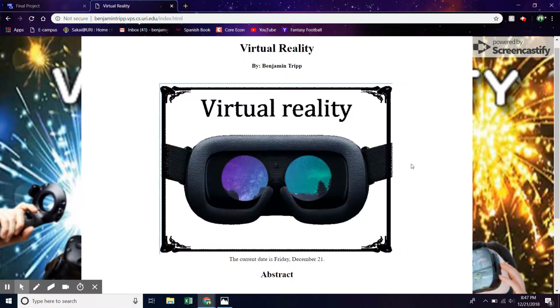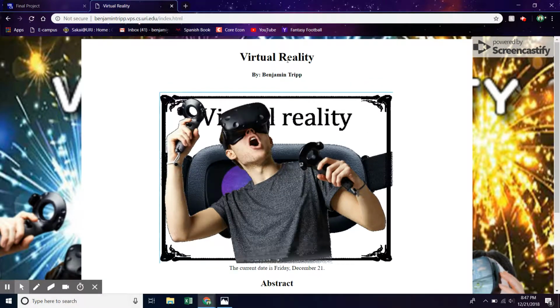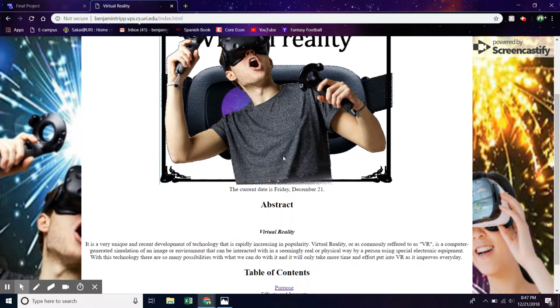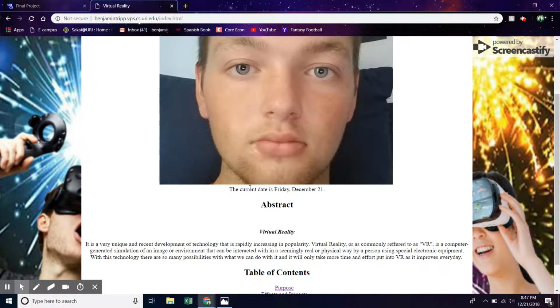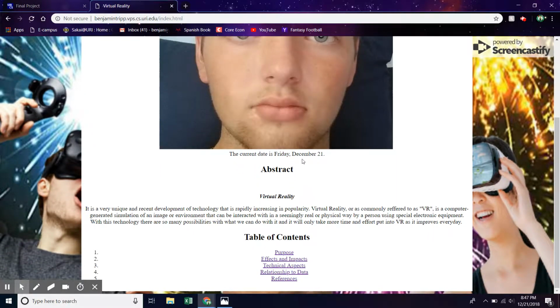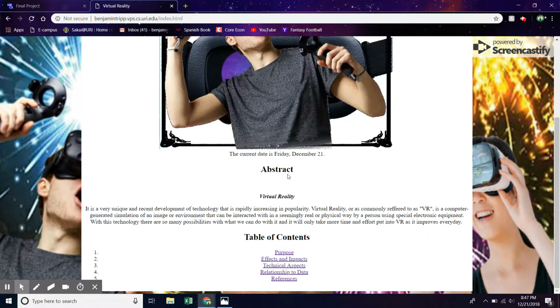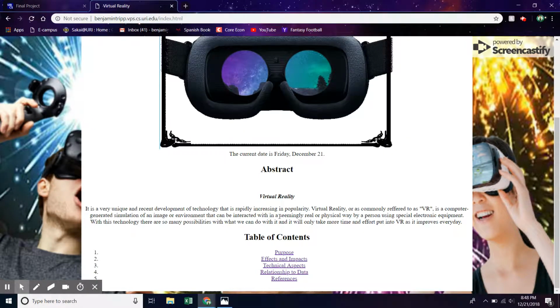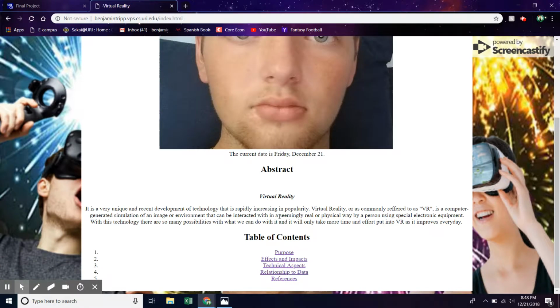In making this page, I used the heading tags to make the virtual reality title and my name. Here I used the script tag in order for the viewer to see the current date, whatever day it is. Heading tags for abstract and virtual reality, in which the abstract I talk about why I chose virtual reality and what exactly it is.